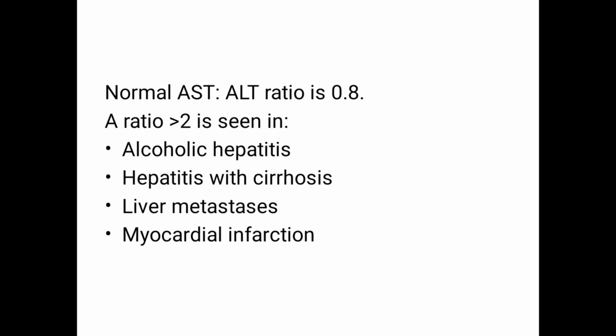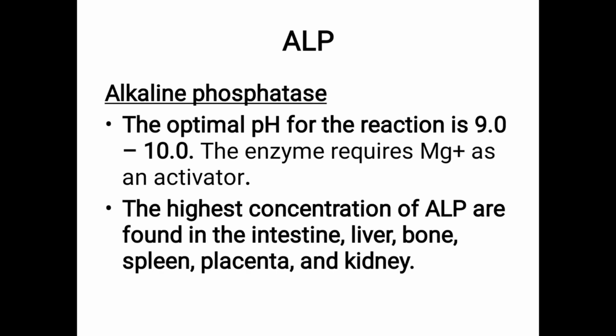So AST/ALT ratio, if it is more than 2, we can see in alcoholic hepatitis, liver cirrhosis, liver cancer, and myocardial infarction. So next is ALP. As I told, AST, ALT and ALP, all three are involved in liver function test.